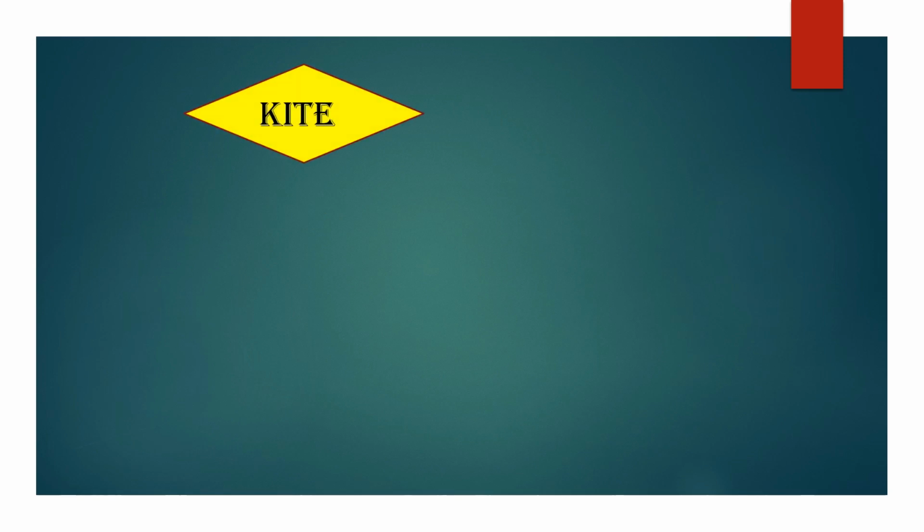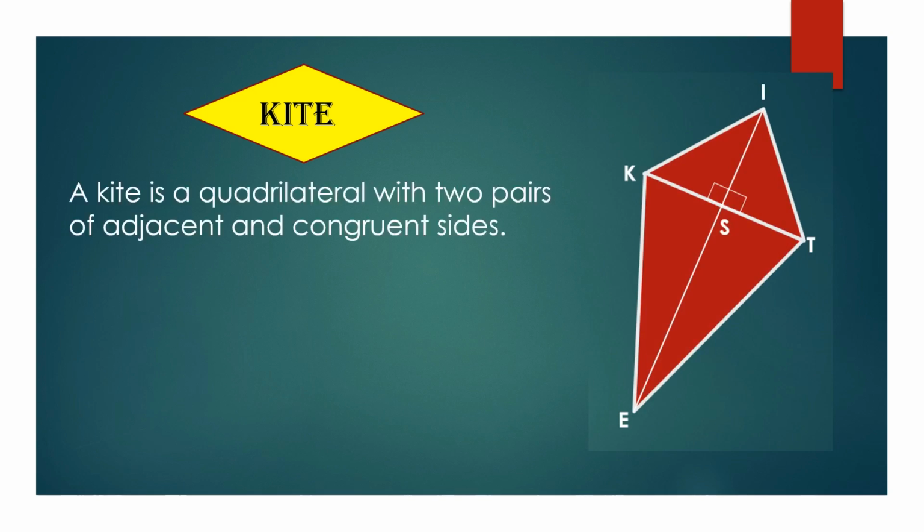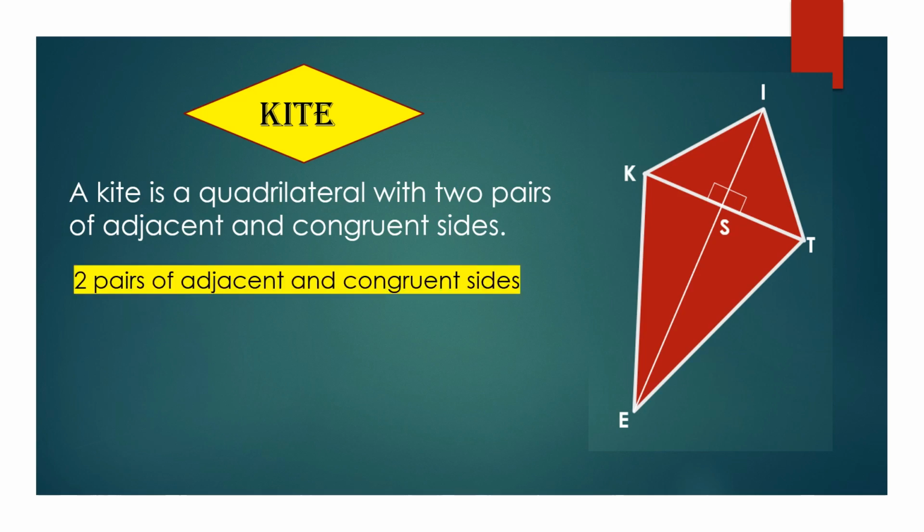What is a kite? A kite is defined as a quadrilateral with two pairs of adjacent and congruent sides. Note that a rhombus, where all adjacent sides are equal, is a special kind of kite. In the figure, there are two pairs of adjacent and congruent sides. And they are, segment KI is congruent to segment TI, and segment KE is congruent to segment TE.